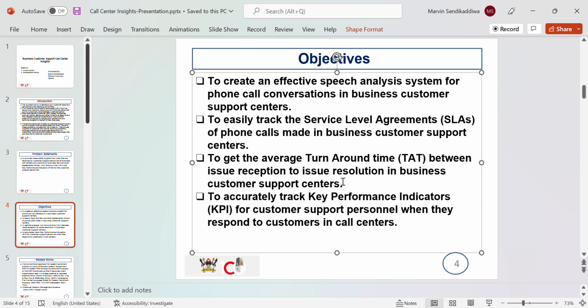The objectives of this project are: one, to create an effective speech analysis system for phone call conversations in business support centers. Two, to easily track the service level agreements, or SLAs, of phone calls made in business customer support centers. Three, to get the average turnaround times for the issues that are raised by the customers. And finally, to accurately measure the key performance indicators for the employees that work with the customers directly.